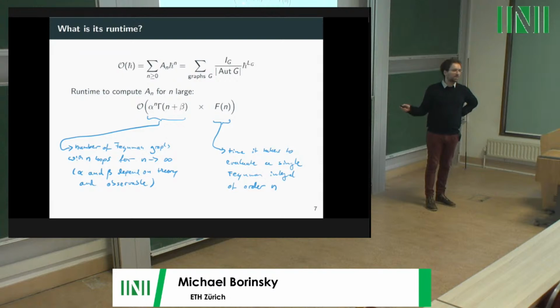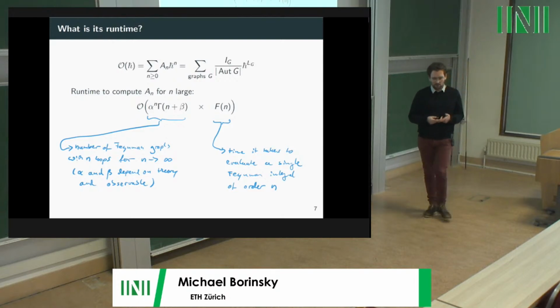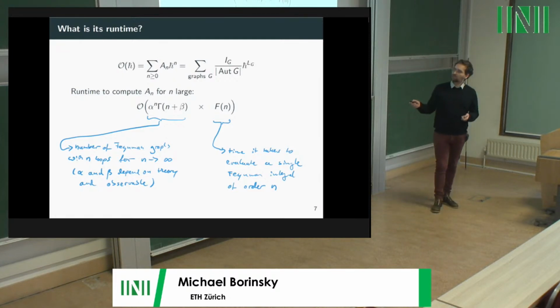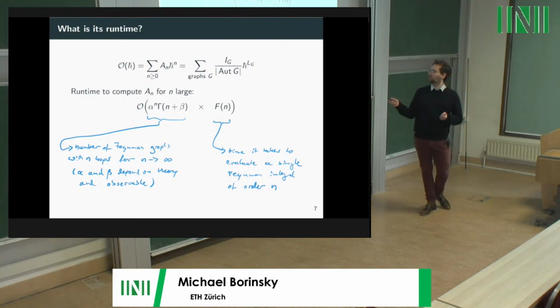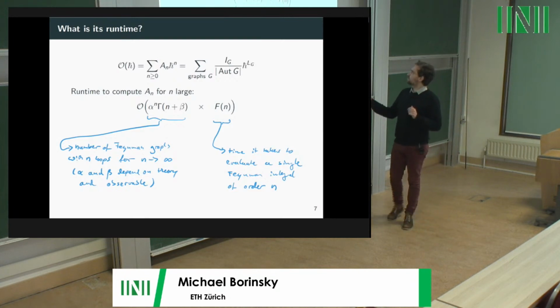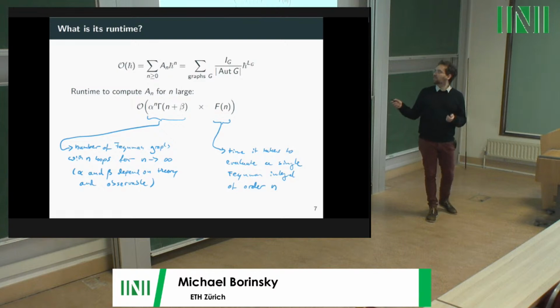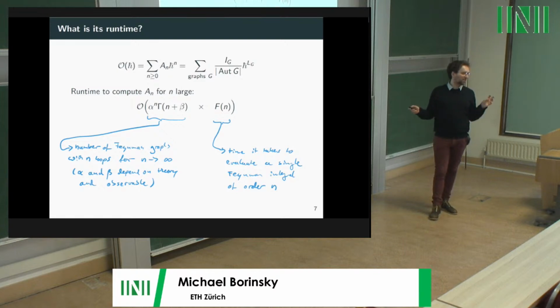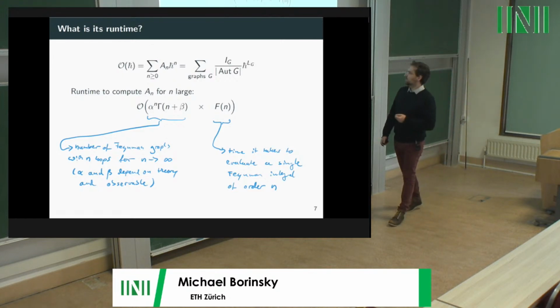The number of graphs can be estimated quite easily. It's just some exponential times some gamma function, at least for large n, for large loop order. And these numbers, this exponent alpha and the shift beta, depend on the theory and on the specific observable you are interested in. So this is well understood, and this already gives a super exponential growth rate for the runtime. And of course, this is already a pretty bad runtime, but the open question is the time it takes to evaluate a single Feynman integral. And this is what I'm trying to answer in this case. What's the runtime that we have to multiply this with, to evaluate a single one of these integrals?